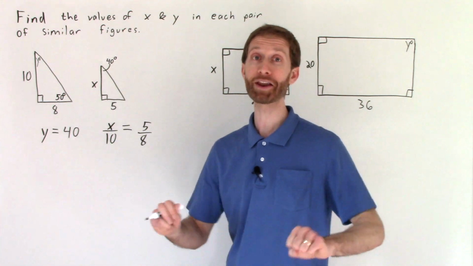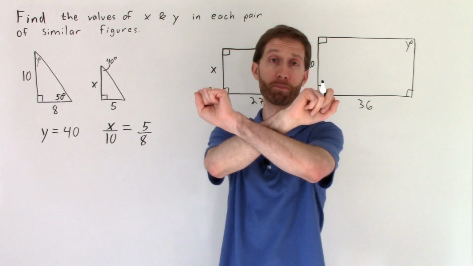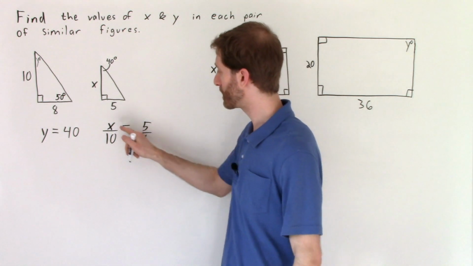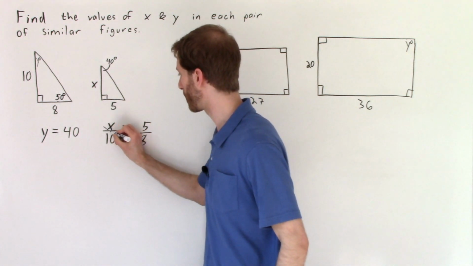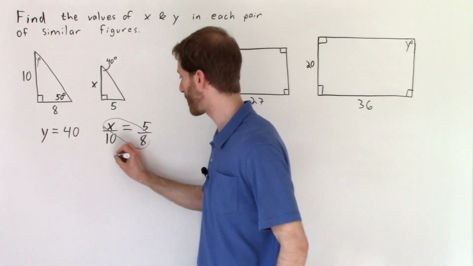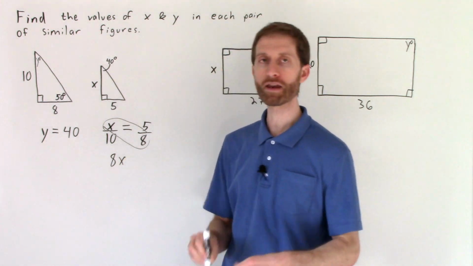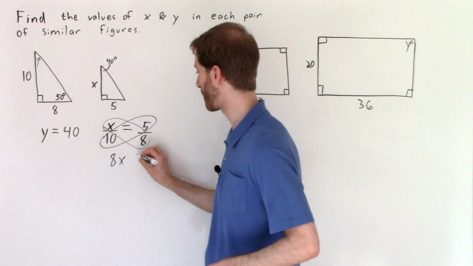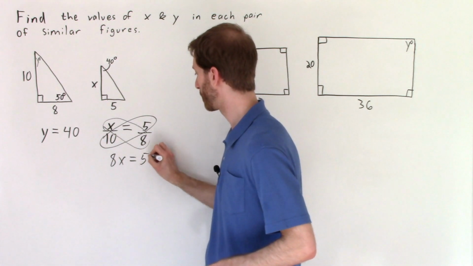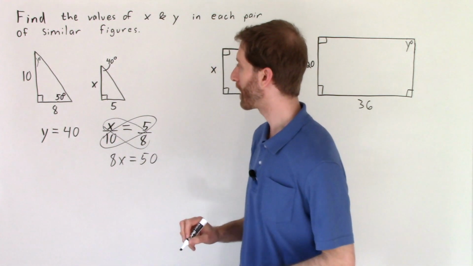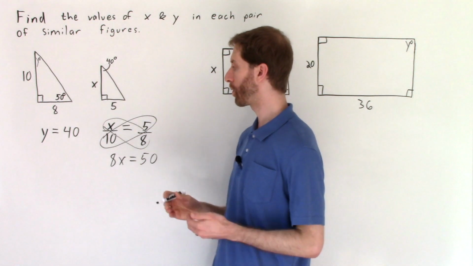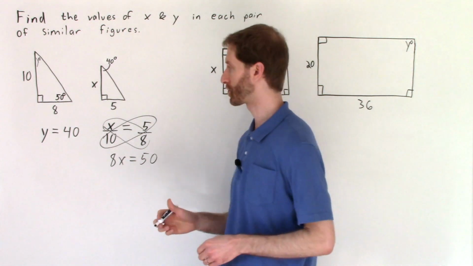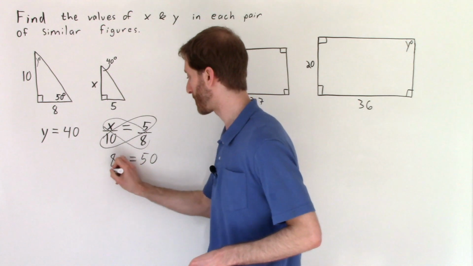How do we solve that? Cross multiplication. So 8 times x is what I'm doing right here. So 8 times x is 8x. And then 5 times 10, which is equal to 50. Okay, so from here, what we can do is solve. So I'm going to divide both sides by 8.